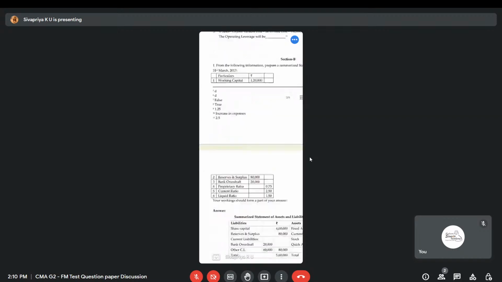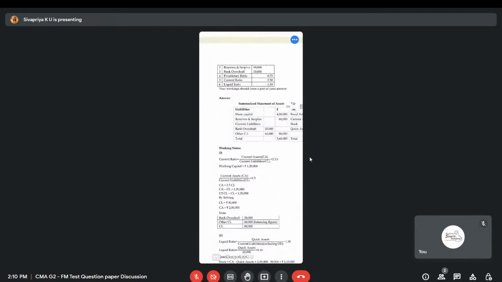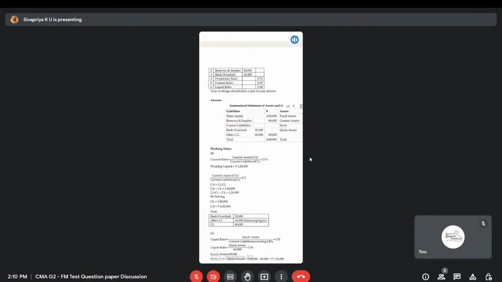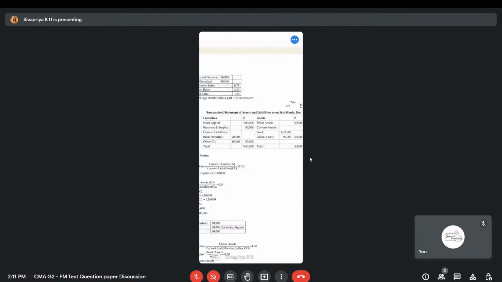Then we have section B. So section B, ratio analysis. All missing ratios we find out and you have to prepare the statement of assets and liabilities. So the balance sheet total will be 5,60,000.